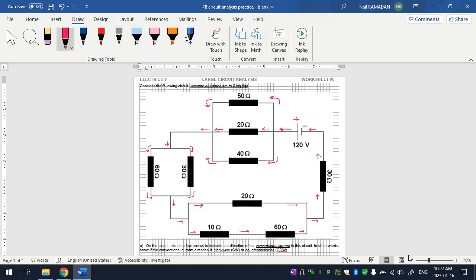Step one. Everyone, Yasmin, what does part A say? Part A, what does it say? On the circuit. Done. Full marks. Everyone, Part A, we got done.